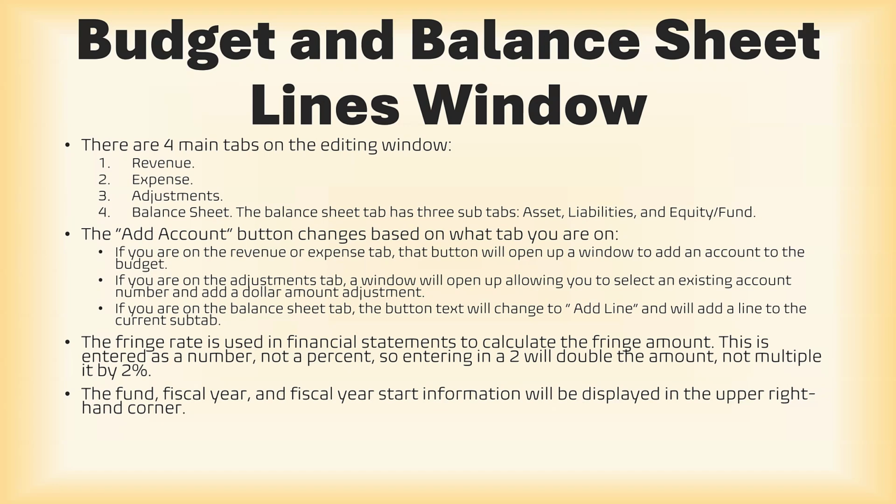So it is a whole number. So if you want 2%, it'd be 0.02. So like 1.5 would be 1.5 times the amount. The fund, fiscal year, and fiscal year start information will be displayed in the upper right-hand corner.